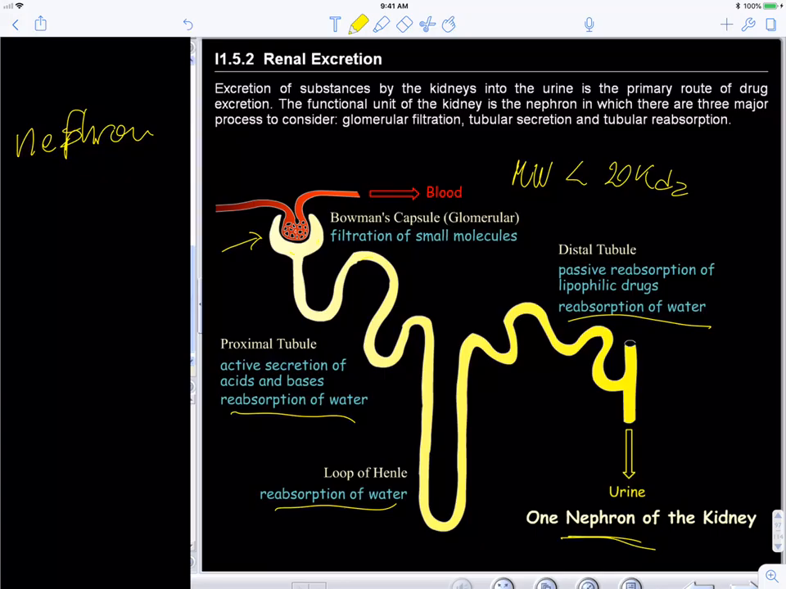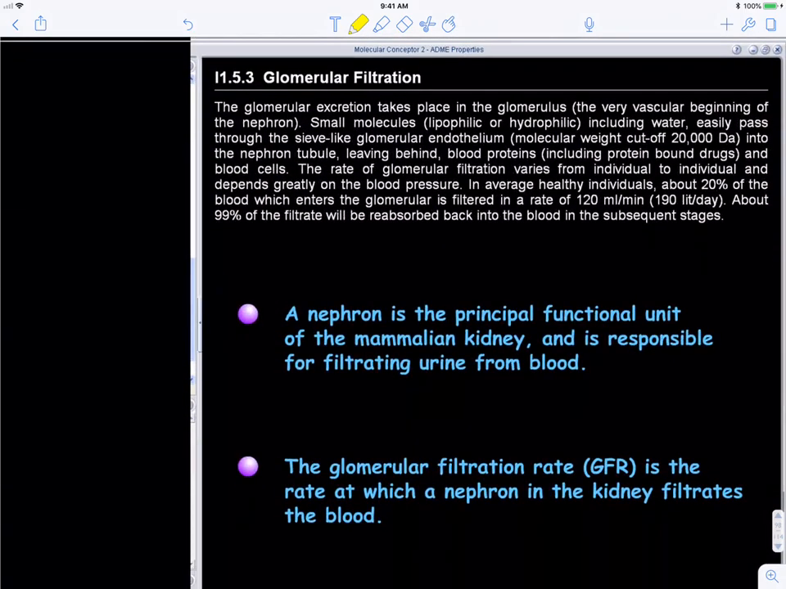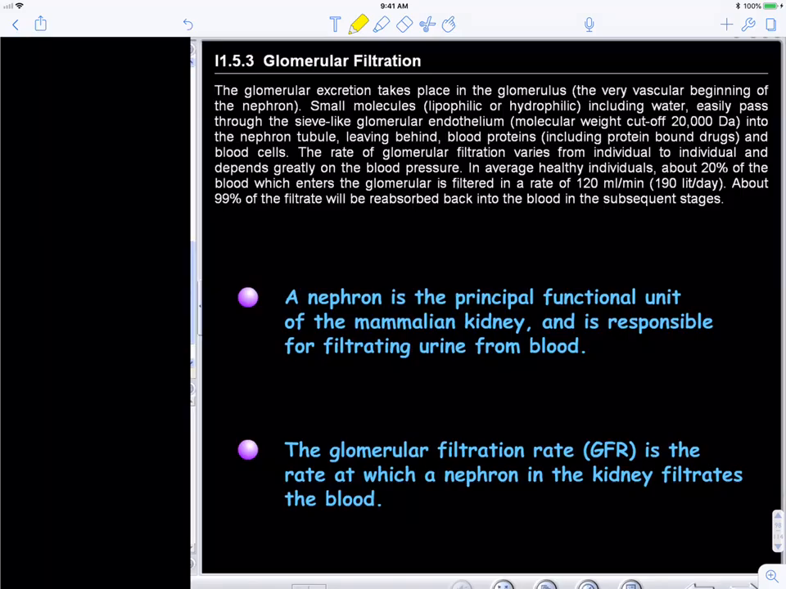So in the proximal part of the tubule, we have secretion of small molecules from the bloodstream, so from capillaries that are in contact with the tubule. And then throughout the tubule, again, we have the reabsorption of water. And finally, in the distal part of the tubule, we have reabsorption of lipophilic drugs. So let's look at filtration a little bit more in detail.